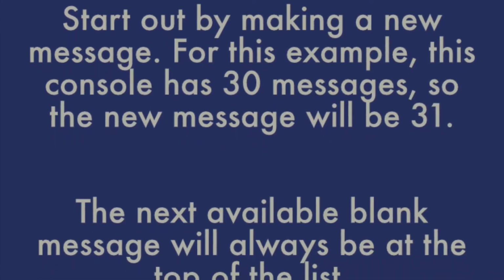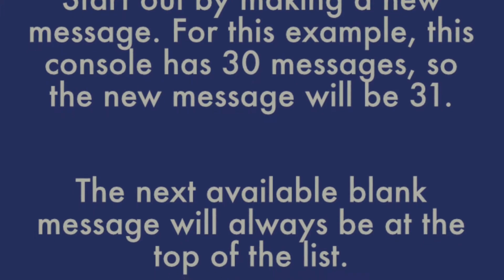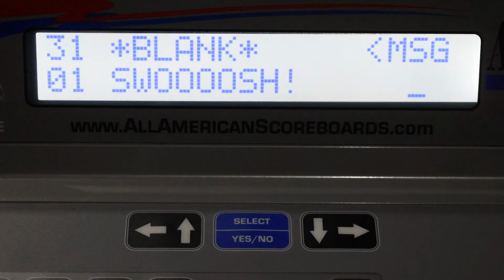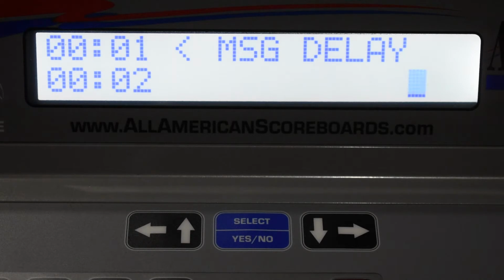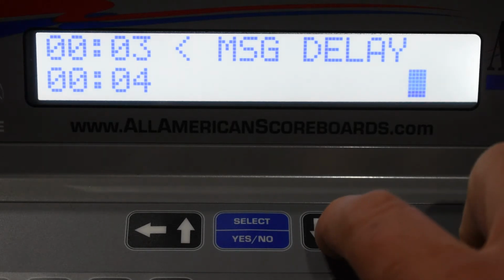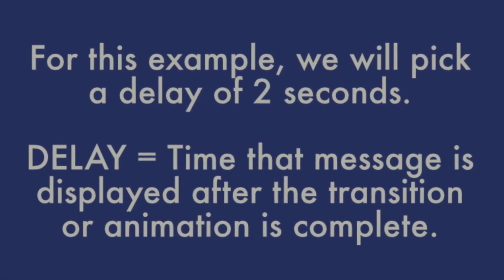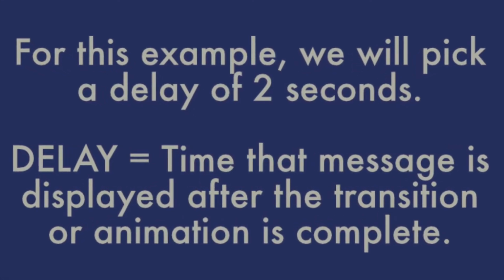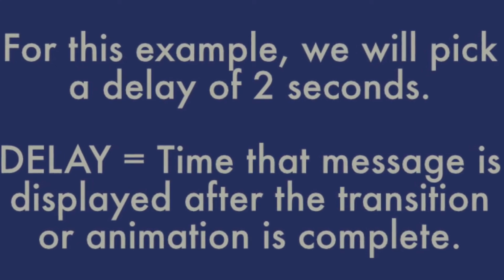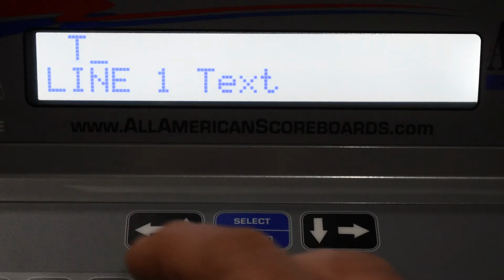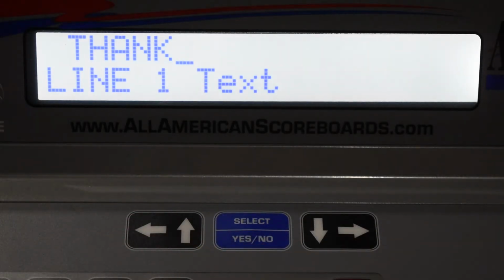In this example, we have 30 messages in this console, so the new message will be number 31. That will be different on your console. The next available blank message will always be the top of that list. You can see there it says 31 blank. We're going to select that one and arrow down to the amount of delay that we want. Delay is basically the time in between the messages. So your message can stay up there for 5 minutes or it can stay up there for 1 second, and anywhere in between. We're going to choose 2 seconds for this one, and then we can key in our content.